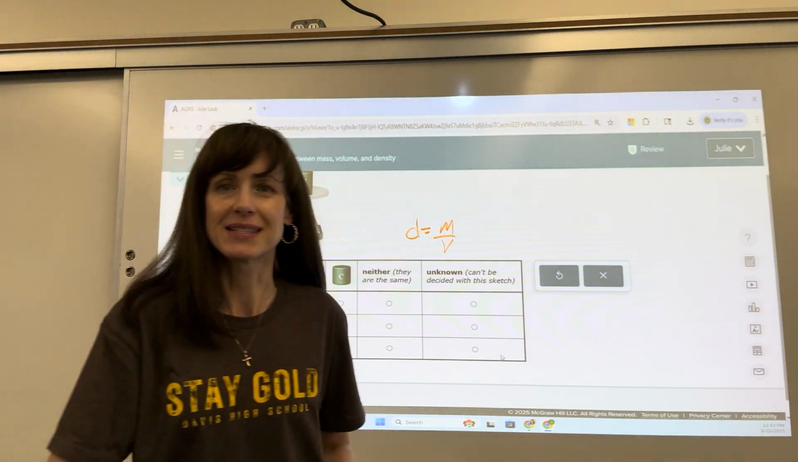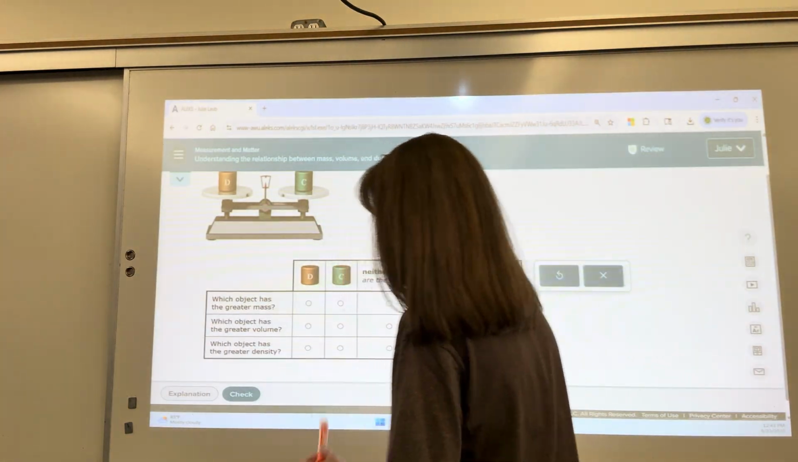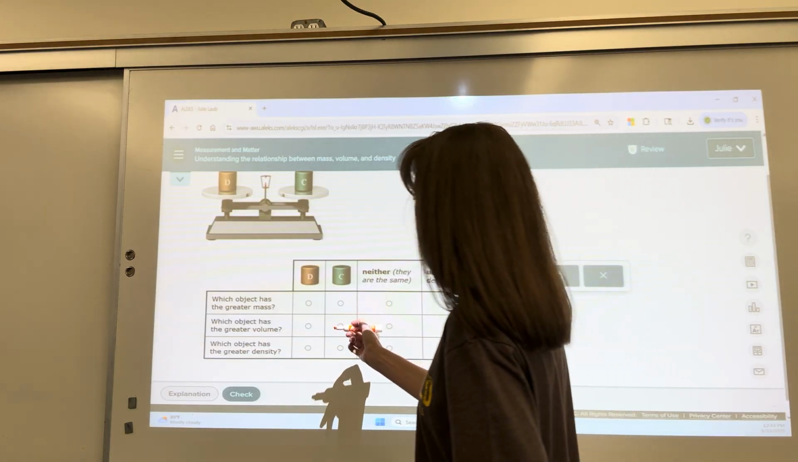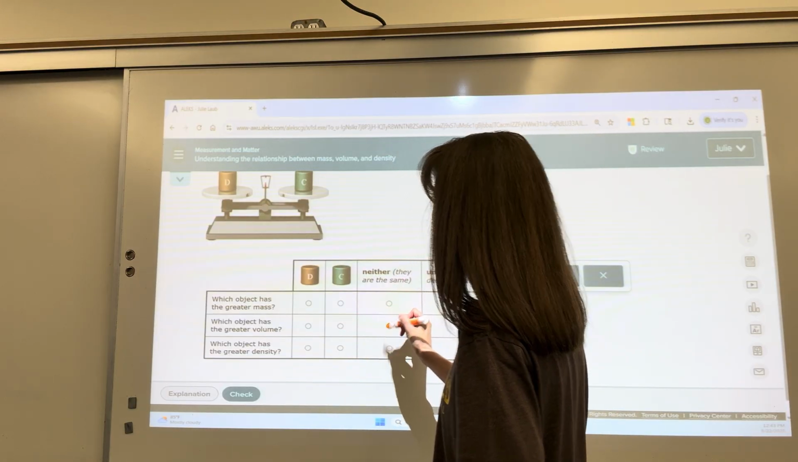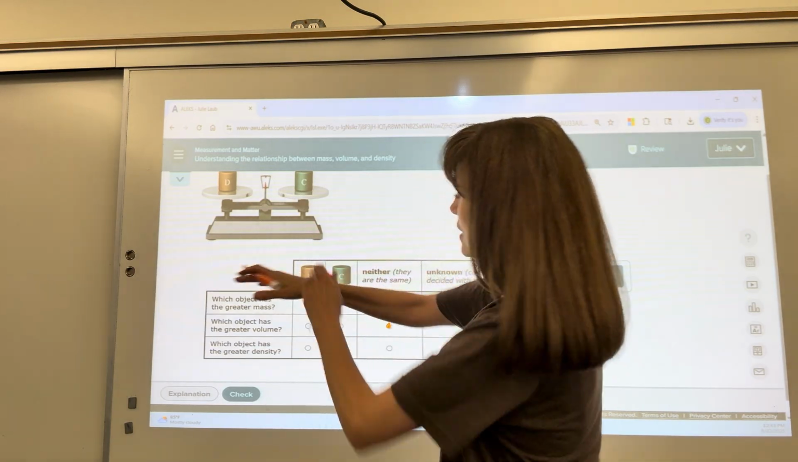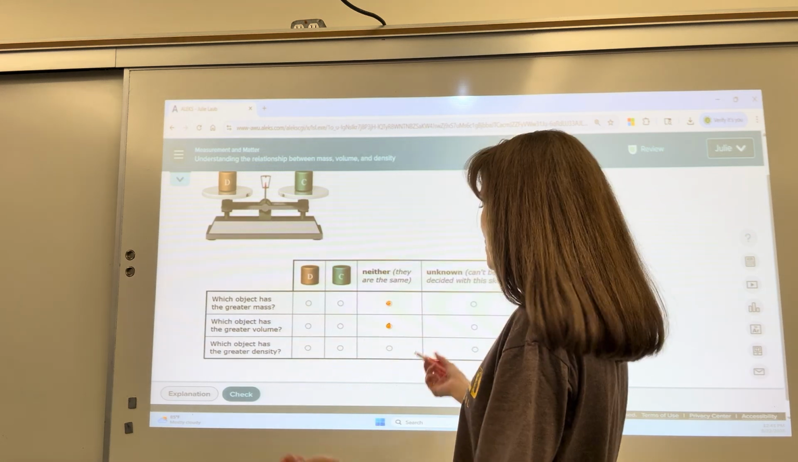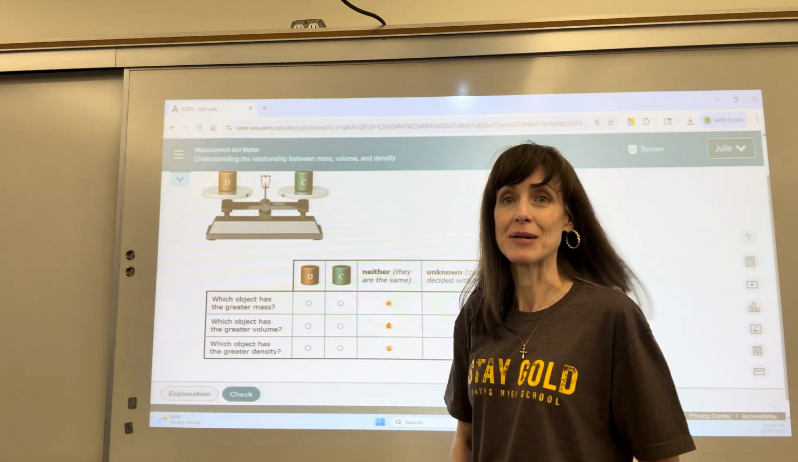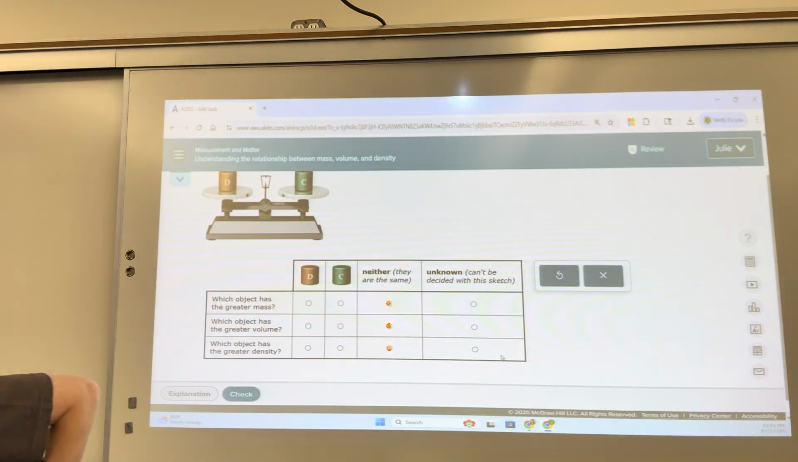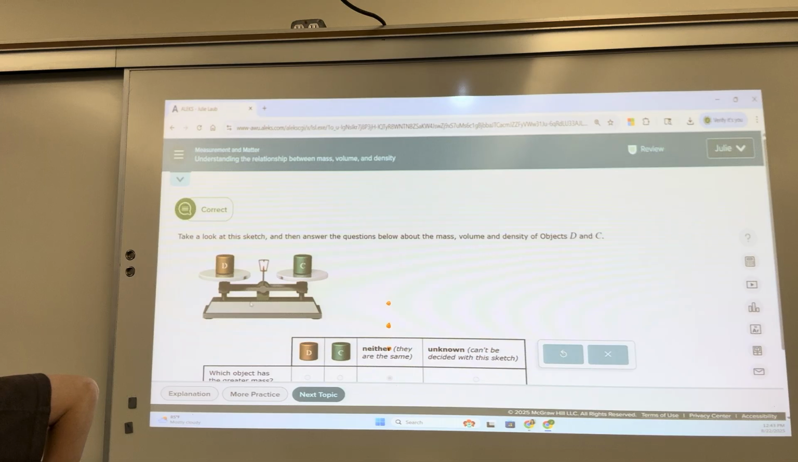Oh, interesting. Okay, so we have the exact same volume for both. So in this case, I put they're the same, neither. We also have the same mass. How I know that? The scale is level, and notice the two arrows perfectly line up, which means these must have the same density. I want to do one more. That one seemed maybe just a little bit easy. We'll check, do another one.